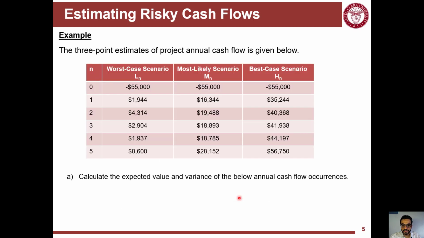So let's see an example here. You have the 3-point estimates, meaning the L, M, and H estimates for every year's cash flow for this project. You can see there is not much variability in the initial investment. You're pretty sure that will cost you that, but then the return is different, from the worst case scenario, or the pessimistic, all the way to the best case scenario, which is optimistic. So we need here to calculate the expected value and variance of the above annual cash flow occurrence.